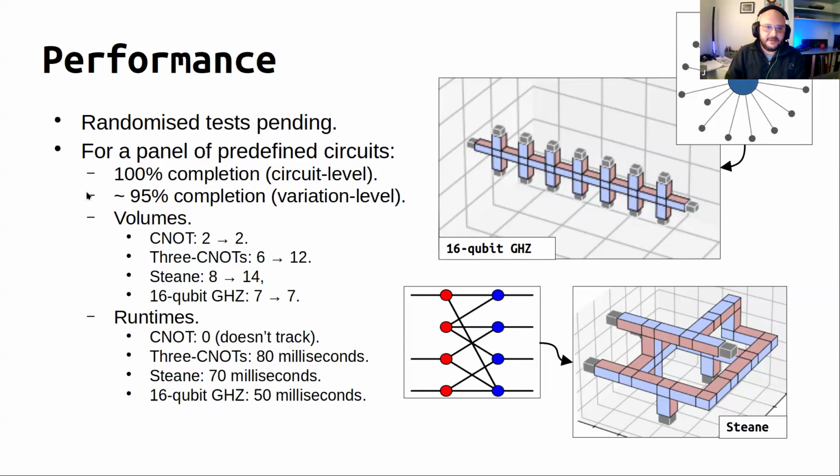And the volumes are actually really good. For example, you can do a CNOT in 2 blocks. You can do 3 CNOTs, and it goes from 6 spiders in the original graph to 12. As for Steane, it goes from 8 spiders to 14 cubes. And then you can do a 16 qubit GHZ set from 7 to 7.